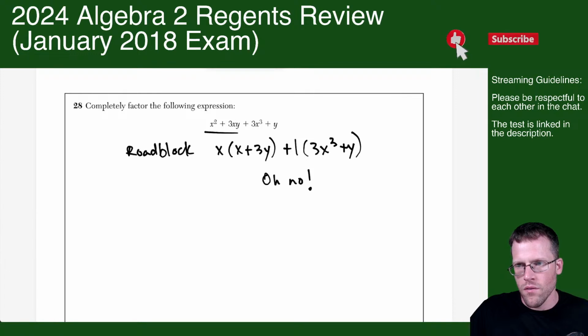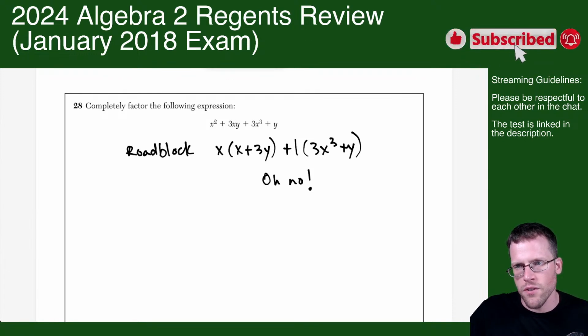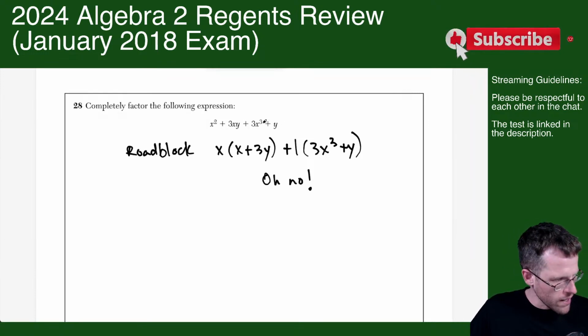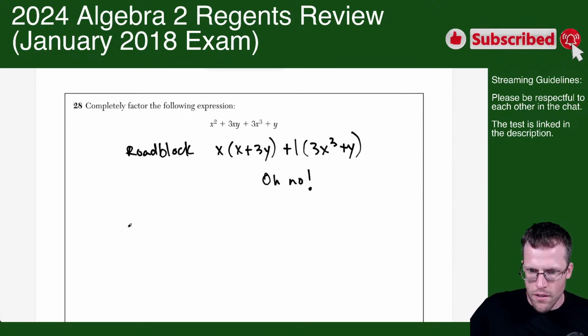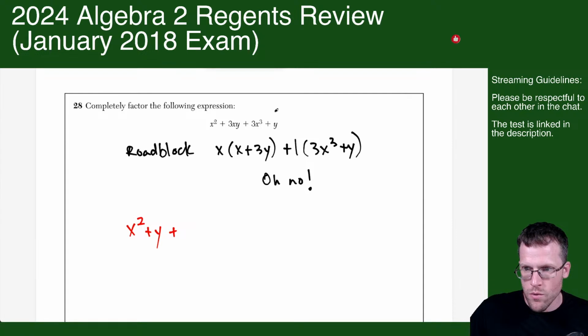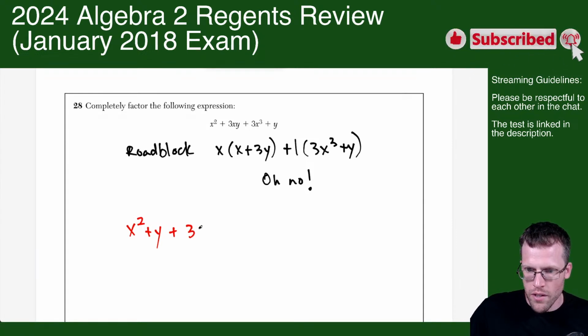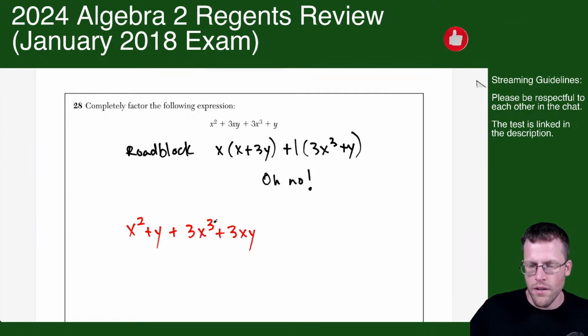So here, try something else. Math is filled with moments like this. You've got to just try something, like move something around. And I'm like, all right, well, what if I rewrote this as x squared plus y? So I just switch these terms around a bit. And then I have 3x to the third plus 3xy. Now let's see what happens.